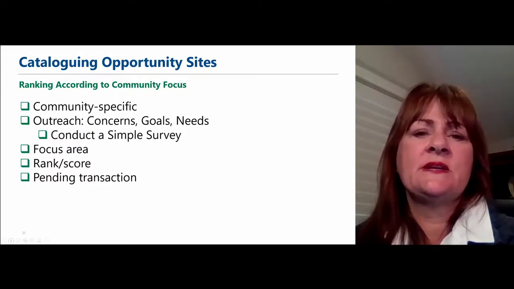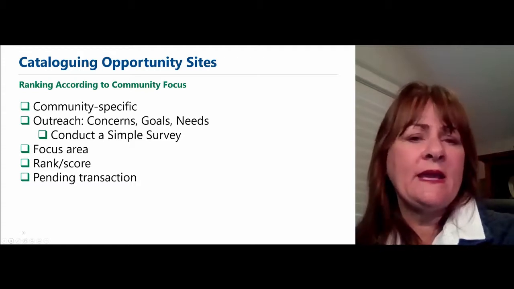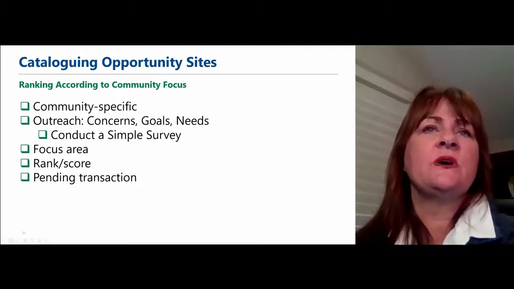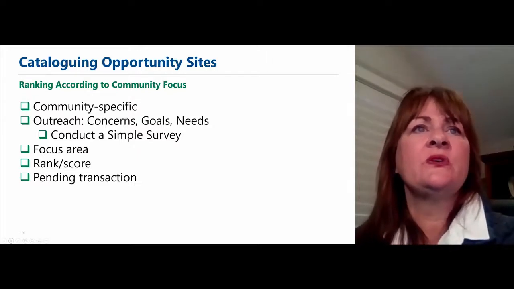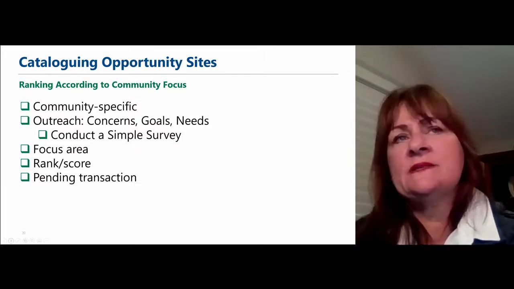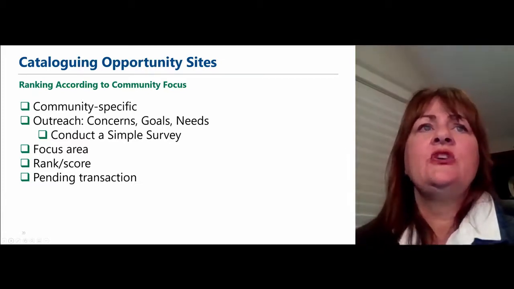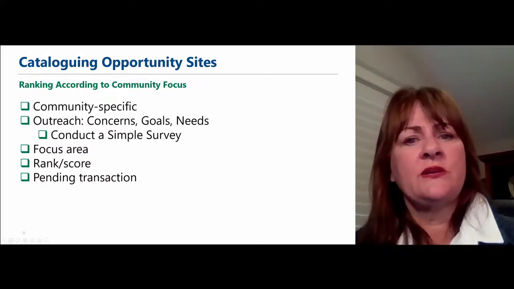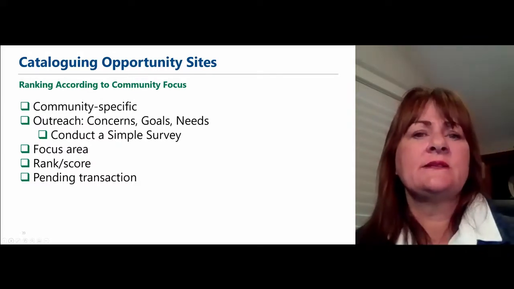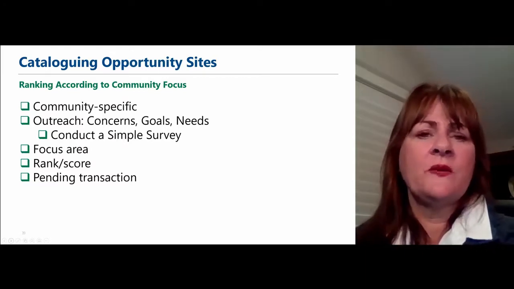The key to it is to catalog what you have, and you can start by ranking these properties. If you do a windshield review, you drive around what you have, and you can identify properties that you might want to consider a brownfield. And you can use any number of ways to score these properties and get a list of your top priorities by thinking about what the community wants.